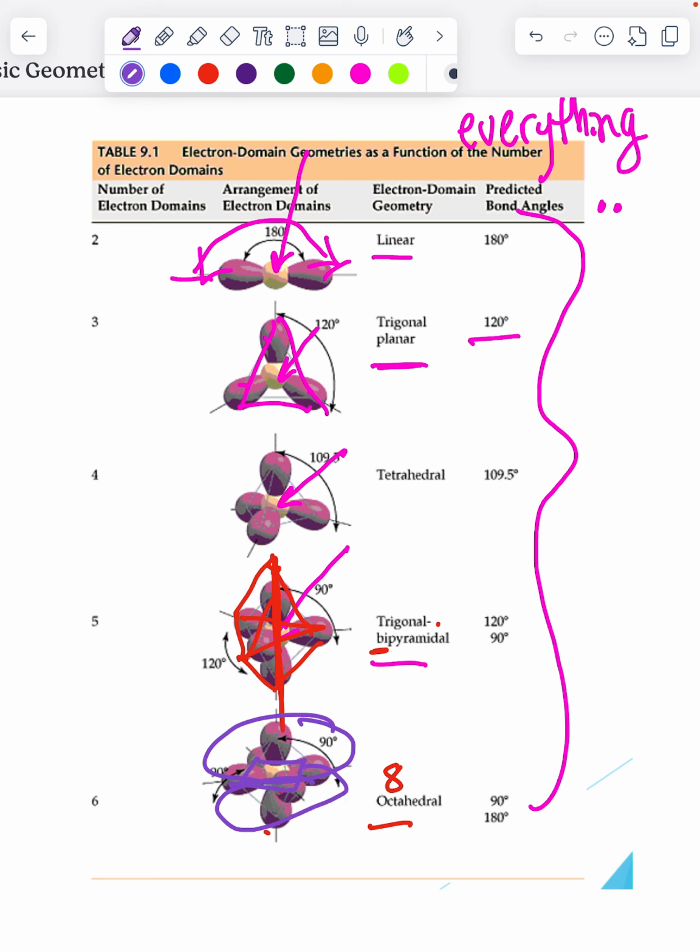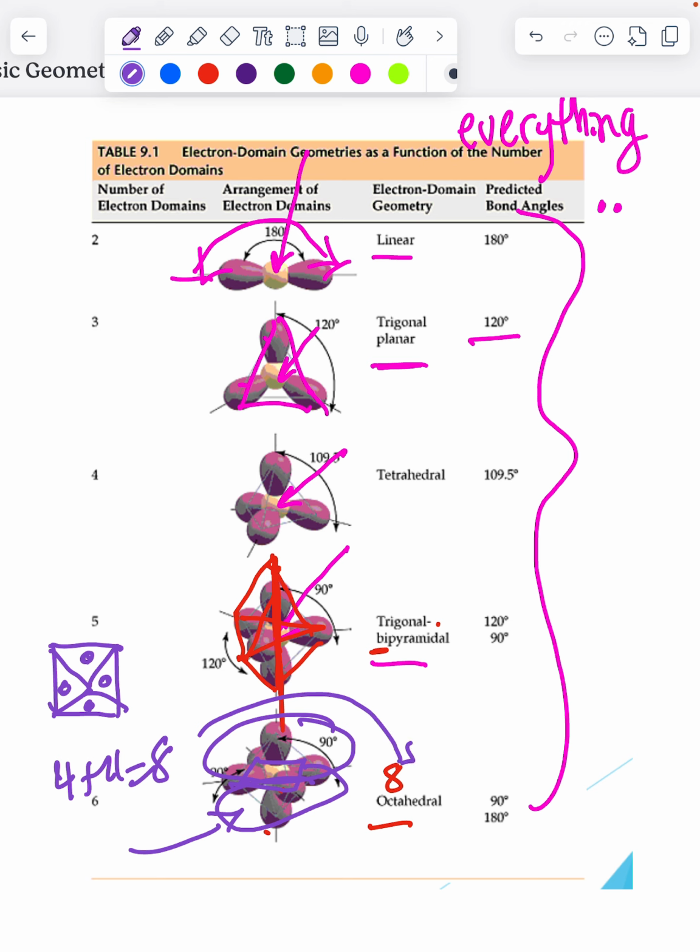Now, what's cool about that is if you have, and guys, I cannot draw this, so I apologize, but if you have a square pyramid, you have 1, 2, 3, 4 faces. And on the other square pyramid, you have 4 faces. 4 plus 4 is 8, and that is where octahedral comes from. So again, these are your 5 basic shapes, okay? And again, you just look at that center atom and you count all the things around it, whether they're atoms or whether they're pairs of dots.